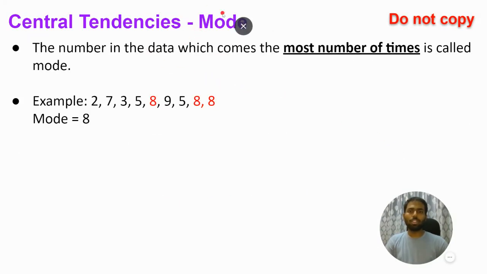Next, we had seen mode. What is mode? It is the number in the data which comes most number of times. Okay, so यहाँ पे 8 तीन बार आ गया तो mode 8 हो गया. Okay, because that has come the most number of times in this particular data.